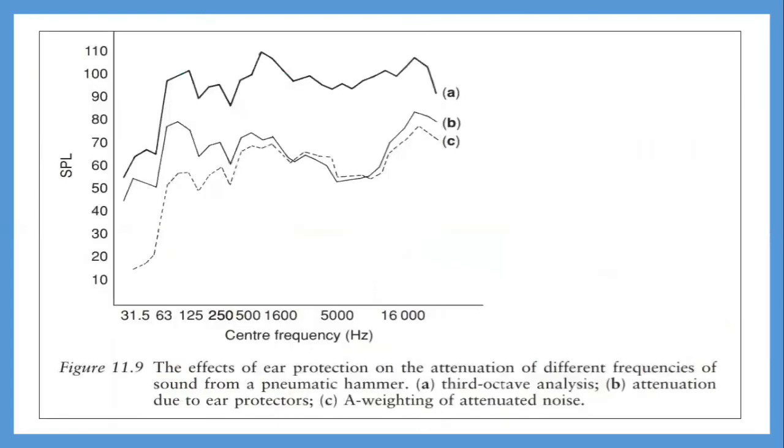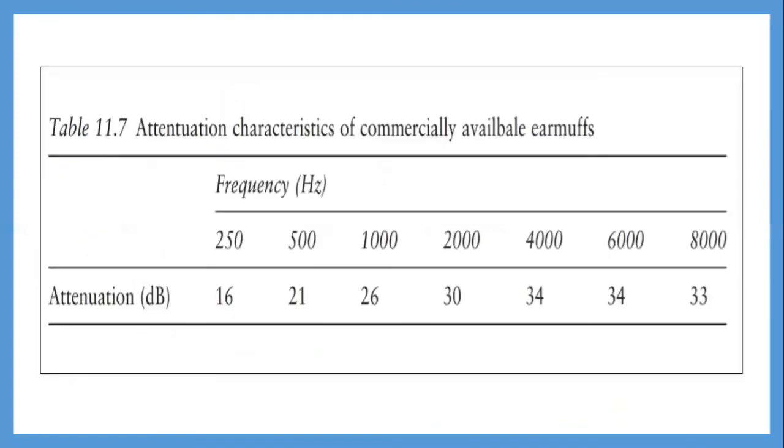Now, as you can see in figure 11.9, it illustrates the effects of ear protection on the attenuation of different frequencies of sound from a pneumatic hammer. And as you can see on table 11.7, it actually gives sample data on the attenuation likely to be achieved using well-fitting, commercially available ear masks. Now, even if ear protection is worn, sound may still find its way into the auditory system, right? Because of this, the protector may vibrate or energy may pass through leaks, usually a problem with homemade earplugs.